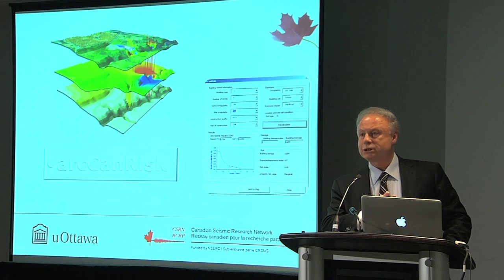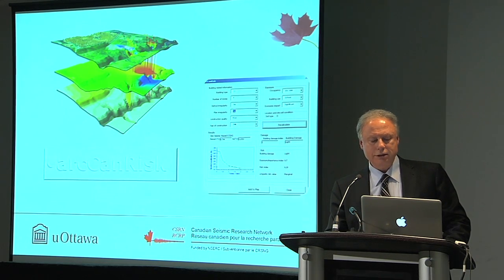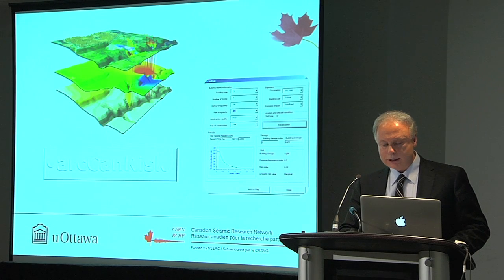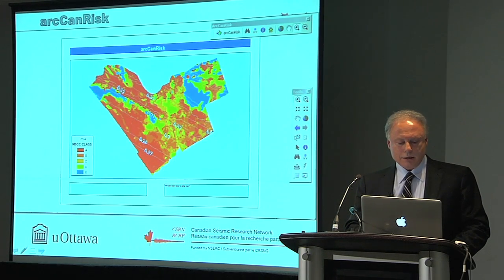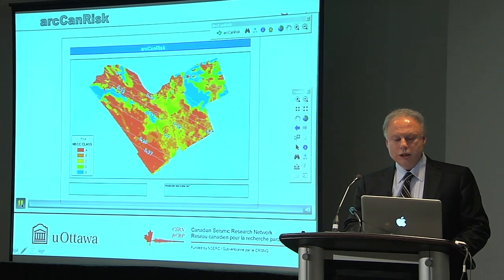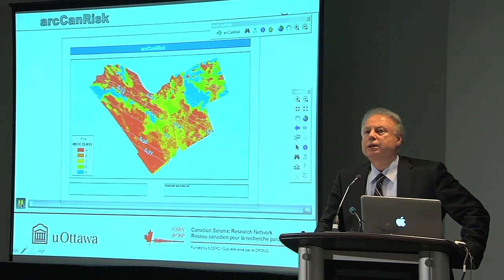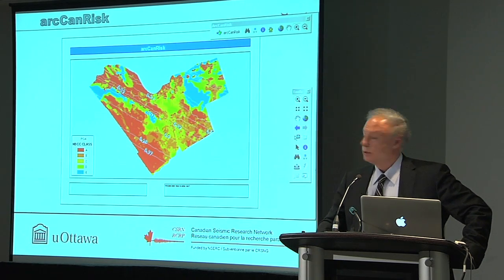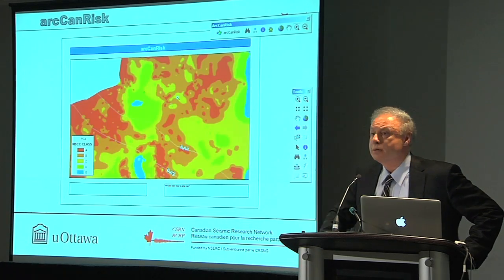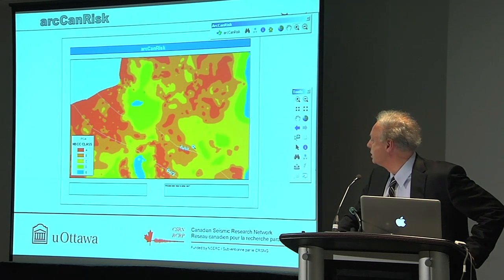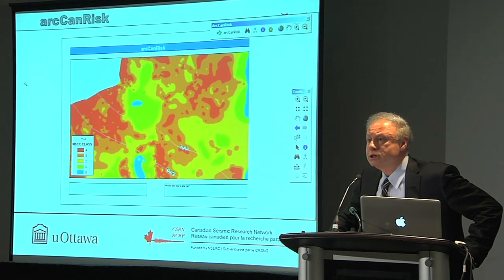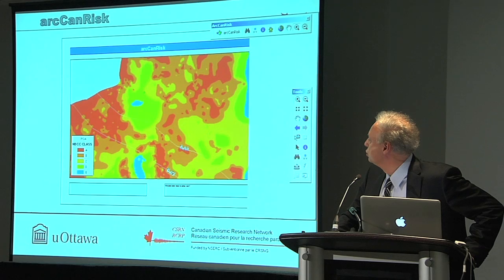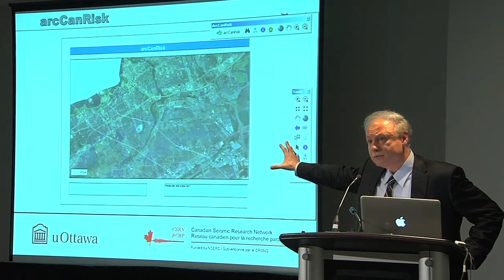Now, all of this has been incorporated into GIS, and this is what we call ArcCAN-RISK. All one has to do is look at the microzonation, and the lines and the numbers that you see reflect seismicity. So 0.33 G, for example, and the color coding reflects soil types.